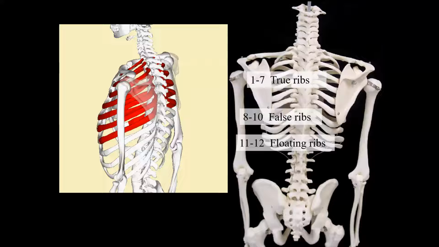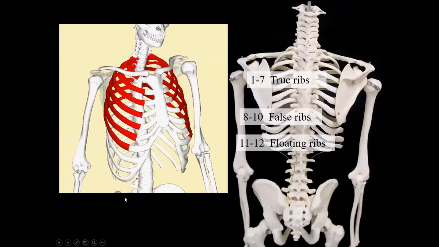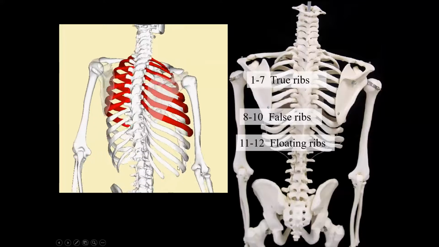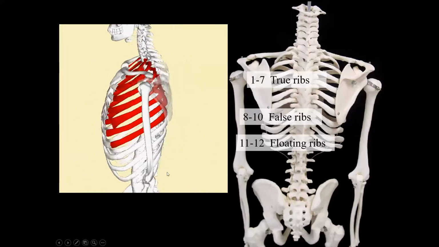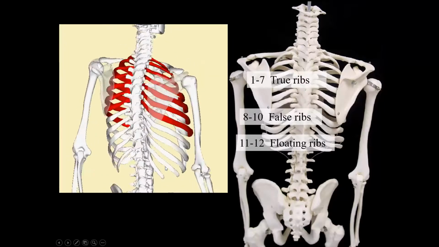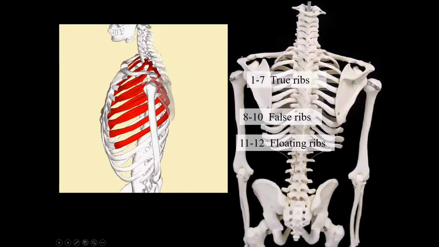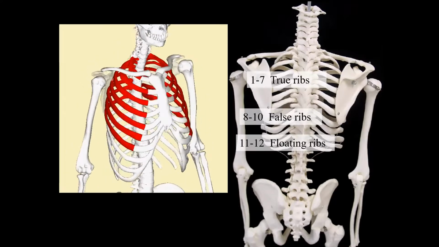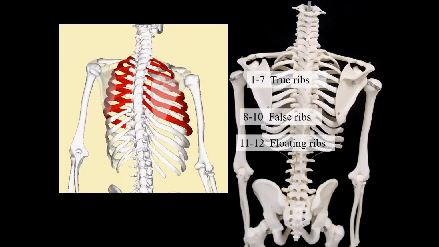The 11th and 12th ribs don't attach in the front at all. We call those the floating ribs. And the floaters are down here at the bottom. You can see as this rotates around, 11 and 12 do not connect in the front. So only the first 7 connect directly, 8, 9, and 10 connect indirectly.